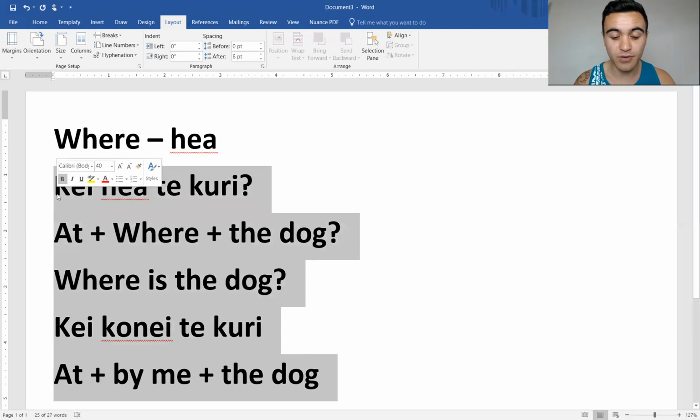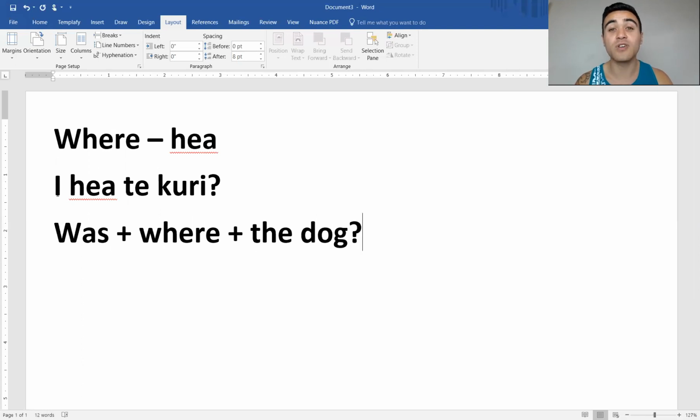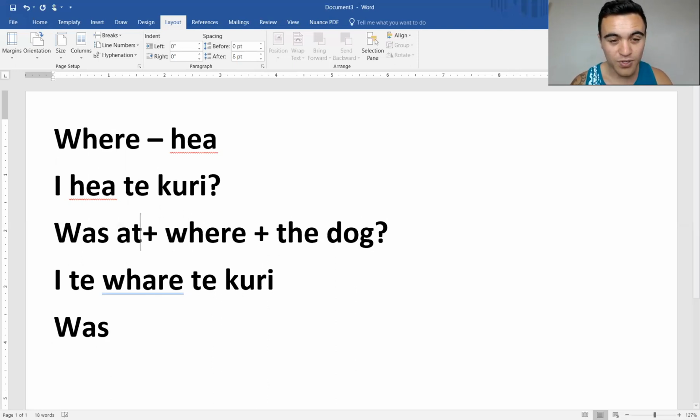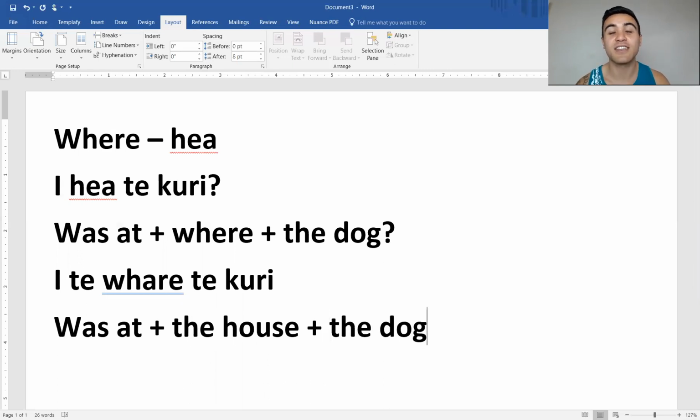The next one we can look at is ihea. Ihea te kuri. Was where the dog. Where was the dog? Ihea. We're talking about in the past, where something was in the past. I te whare te kuri. Was at, plus where, plus the dog. Was at the house, the dog. Okay, the dog was at the house. That's our next one. So we've covered kei hea, and now we've covered ihea.